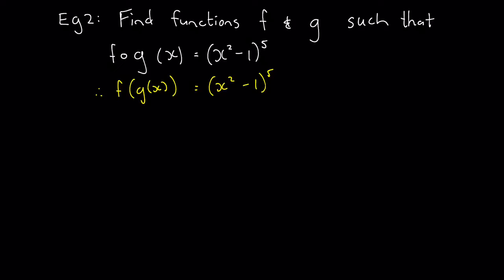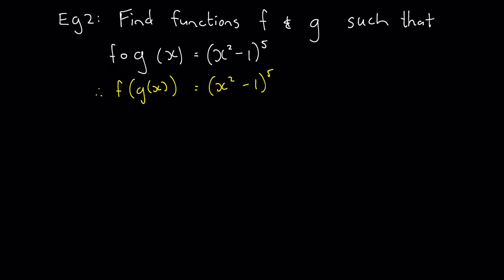Okay, so we've got two different things to look at. Firstly, what is the inside function? The inside function is g of x. In other words, that's the thing that you would substitute inside the other function. So look on the right-hand side. You should be able to clearly see that the inside function is what is inside the brackets. In this case, x squared minus 1.